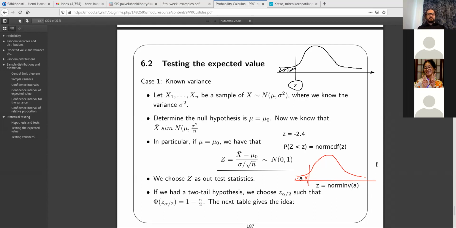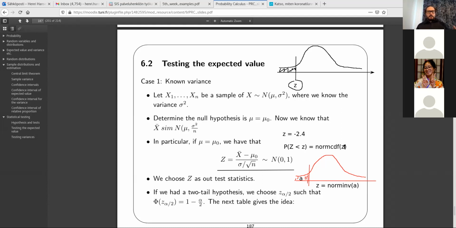So the norm inv is just the inverse of the norm CDF. In MATLAB, I can put the 0, 1 into it. If I don't put it, it's just 0, 1. I didn't put it here, but of course the additional parameters, expected value and variance, you have to input if it's not the 0, 1.